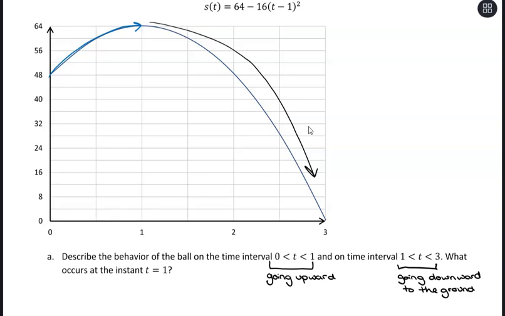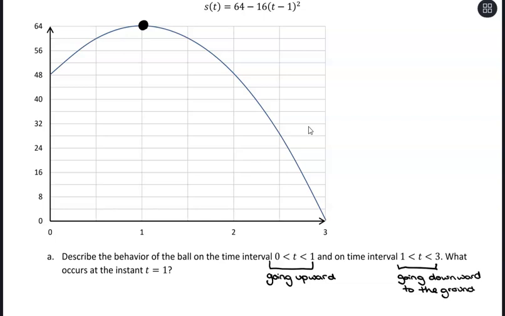All right, and then what we want to know is what is happening at the instant t equals 1. So with that, imagining what's happening at this exact point with the ball. Those intervals were kind of describing an average rate of change, an average of increasing, an average of decreasing. But now we're talking about just one moment in time. What's that ball doing?